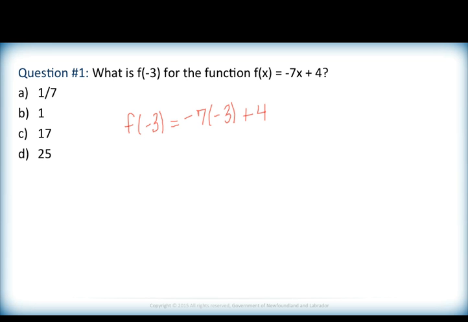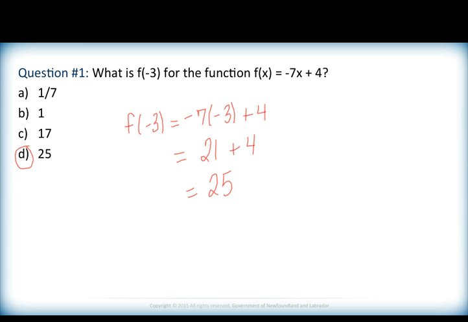We don't need to solve f of negative 3. All we're saying here is we want to evaluate the equation for negative 3 for the x value. So what we have now is negative 7 times negative 3. That's going to give us positive 21 plus 4. So the value of our function when x is negative 3 will be 25. So our solution here is D.